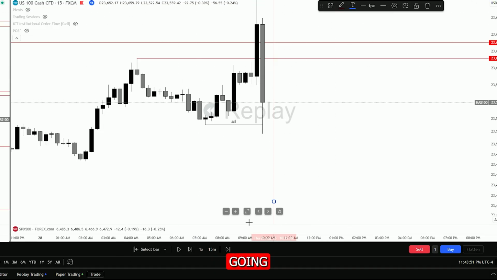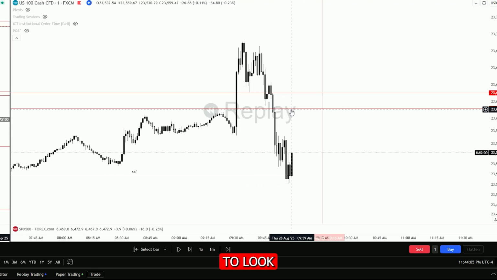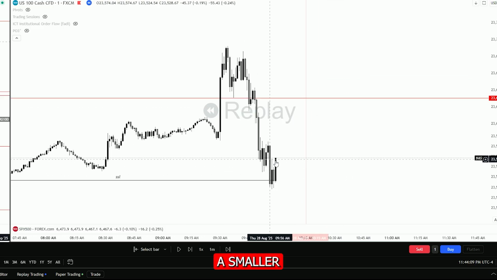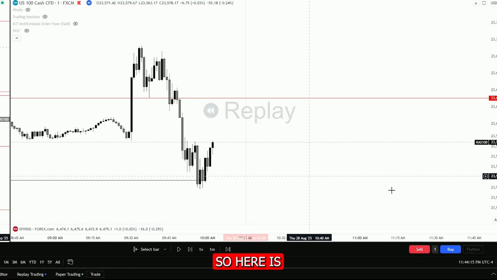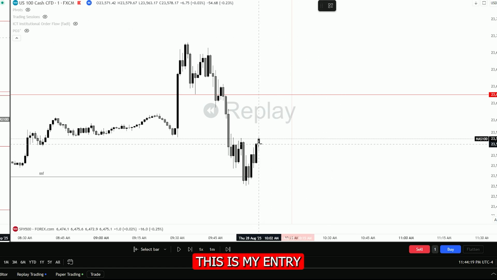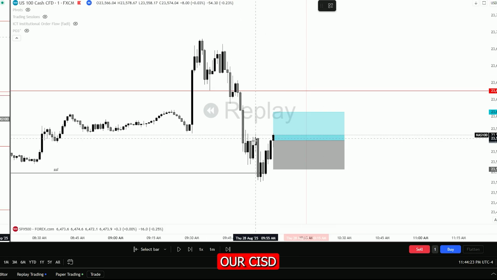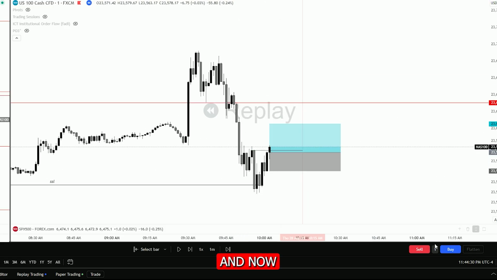I'm going to go toward the 1 minute, and now I'm going to look for the trade in the market. Here we got a small FVG, a very small FVG. If we can inverse this FVG, yep. So here is the interesting thing. We got the CISD. This is my entry point. This is where we got our CISD. This will be my stops over here.